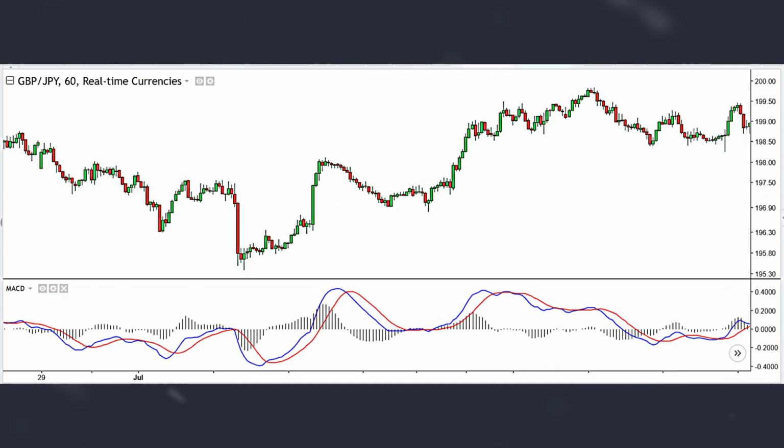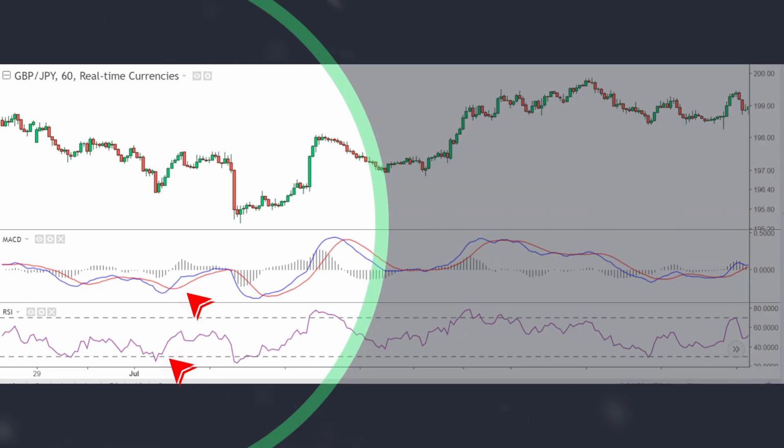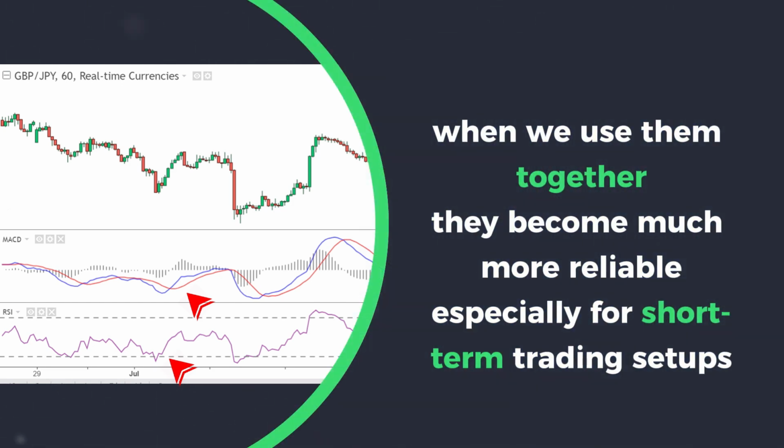The MACD, Moving Average Convergence Divergence, is used to track trend direction and momentum. The most important signal is the MACD line crossing the signal line, which often points to a potential change in trend. On their own, each of these indicators can sometimes give false signals. However, when we use them together, they become much more reliable, especially for short-term trading setups.